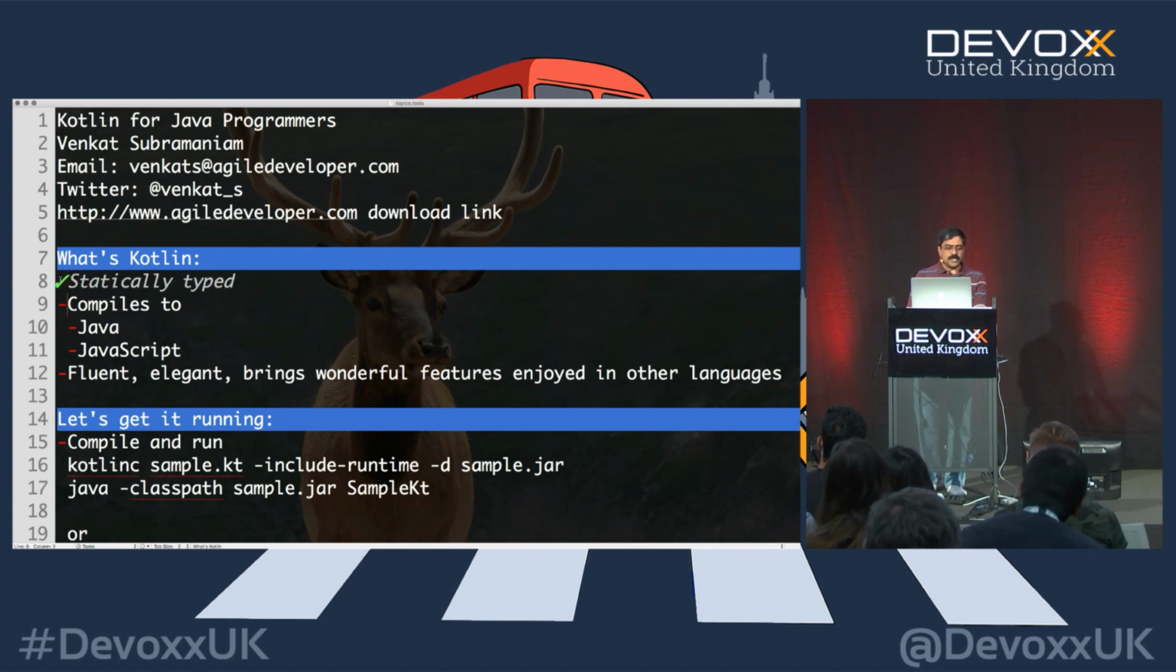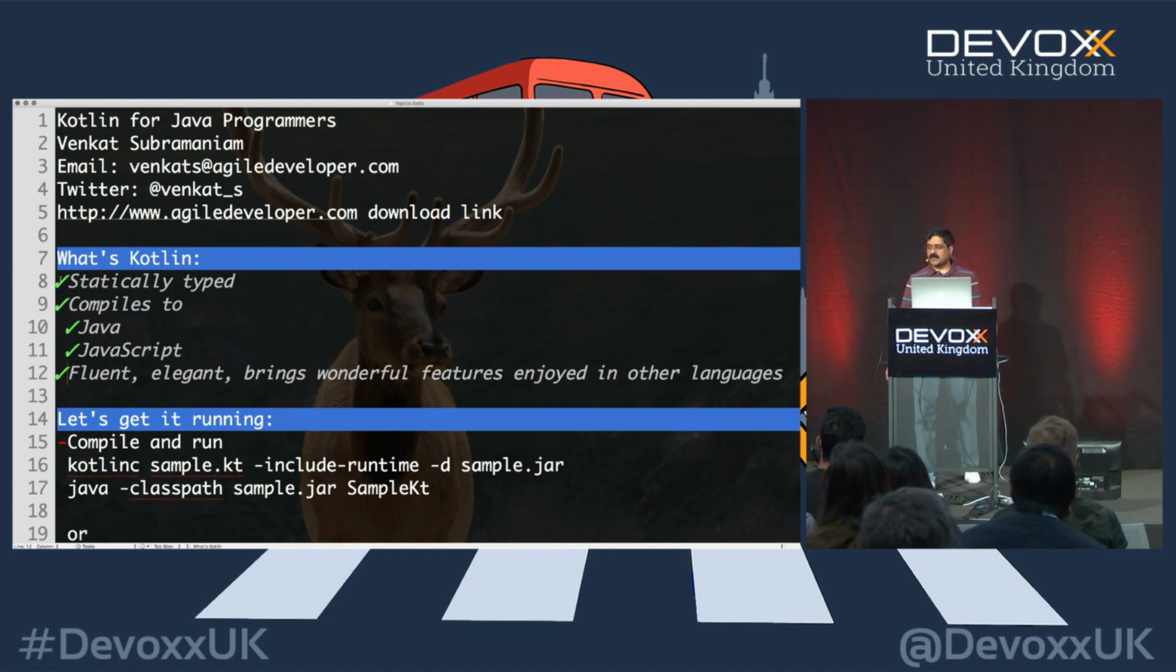It compiles down to Java. It can also compile down to JavaScript. And one of the beautiful things to say about Kotlin is that it is extremely fluent. Well, fluency is nice because fluency helps us to write better code and use certain patterns in a better way as well. It's elegant. Like I said, it brings wonderful features from a lot of different languages. And that's what I want to focus on today, show some of the features of Kotlin so we can see what benefits it provides for us.